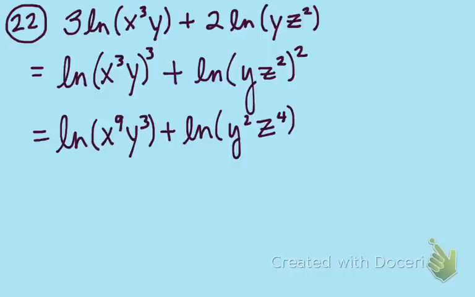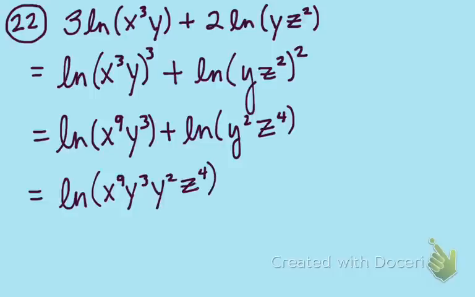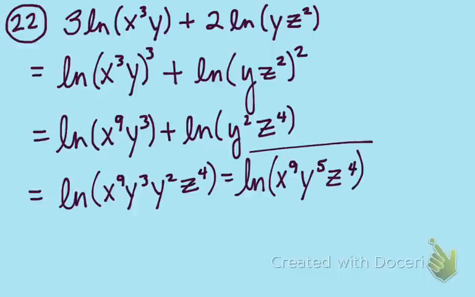And then now I have a sum of logs of the same base. It means that I can rewrite this as a product. So I just take down whatever's inside each. So I have x to the 9th times y cubed times y squared times z to the 4th. And then the final step is to apply my exponent properties one last time to clean up the inside to give me the natural log of x to the 9th, y to the 5th, z to the 4th. And that is our final answer to number 22.